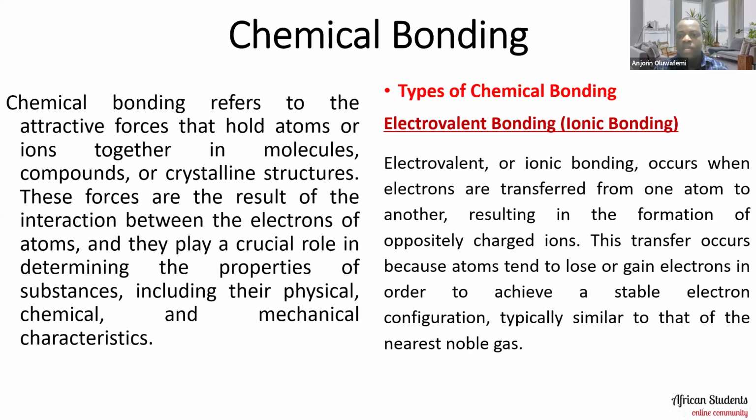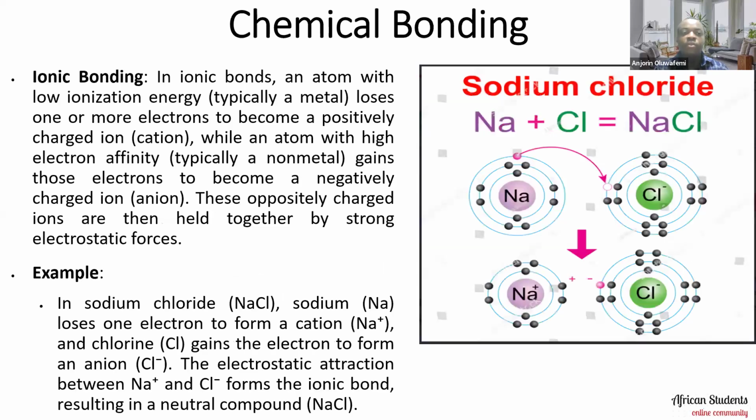So basically, electrovalent bonding or ionic bonding is a bond that exists, most of the time, between a metal and a non-metal, and what happens is that there's always a direct transfer of electrons from the metal to the non-metal. So a typical example is what we have on the screen.